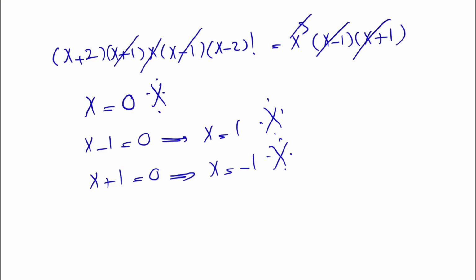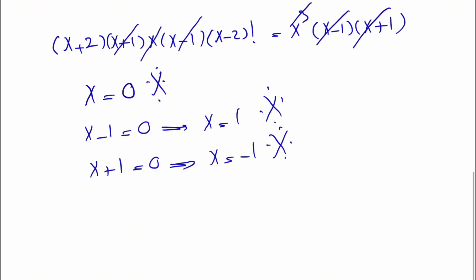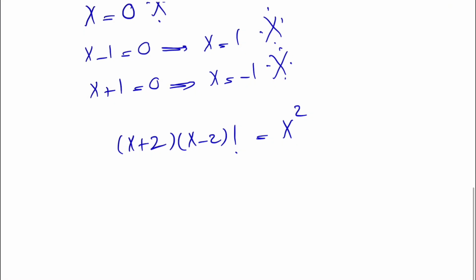Alright, so none of these work in this equation, and what we end up with is that on the left side we have (x plus 2) times (x minus 2)! is equal to x squared, and here I'm just going to let x minus 2 be equal to t, or any variable that you guys want, just to write this down a bit easier.